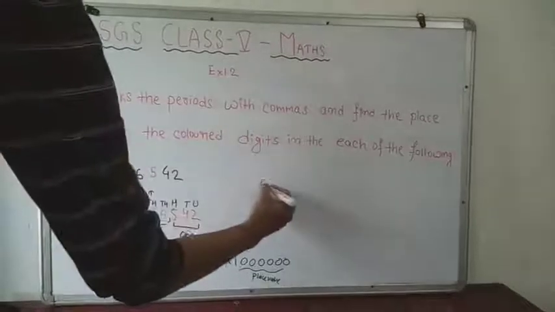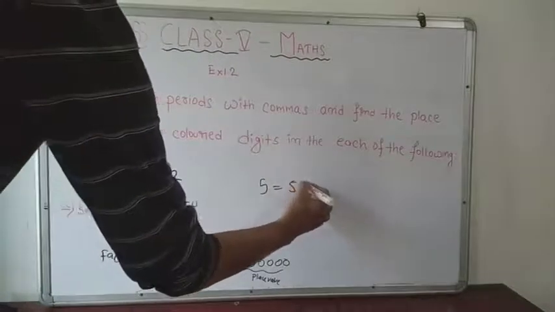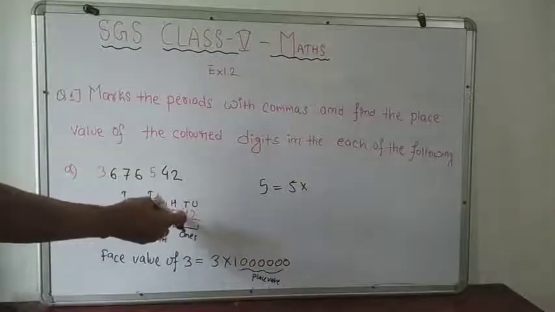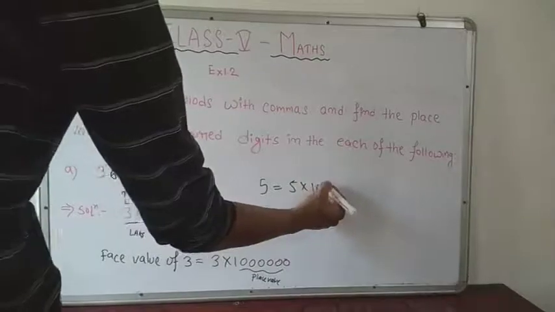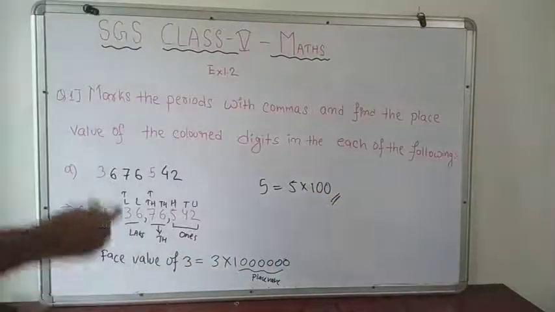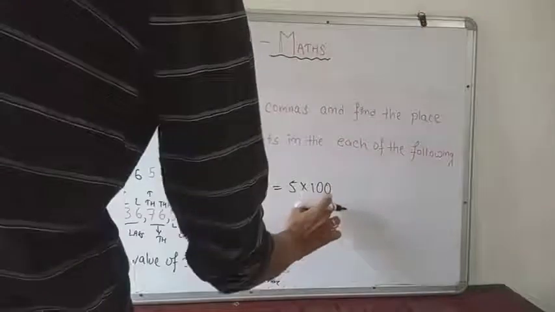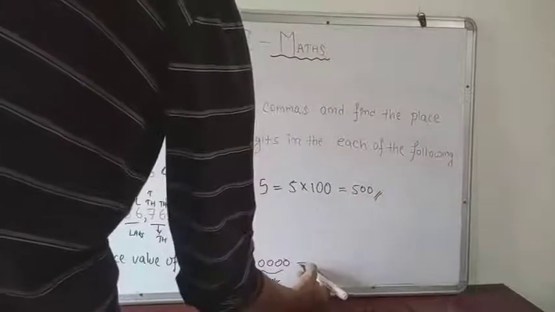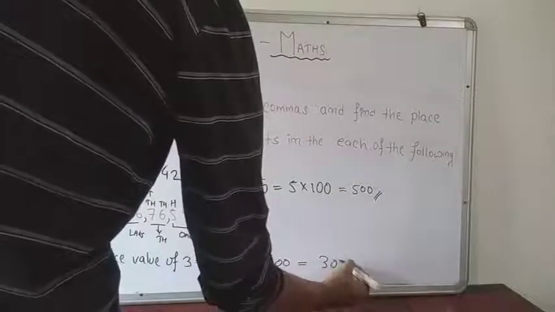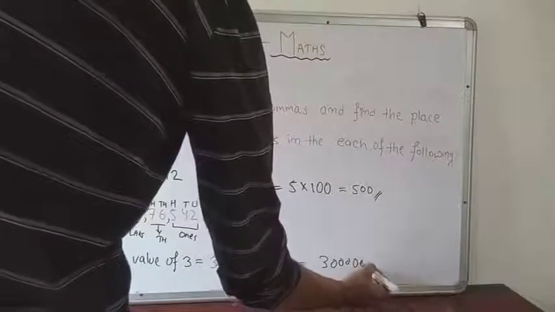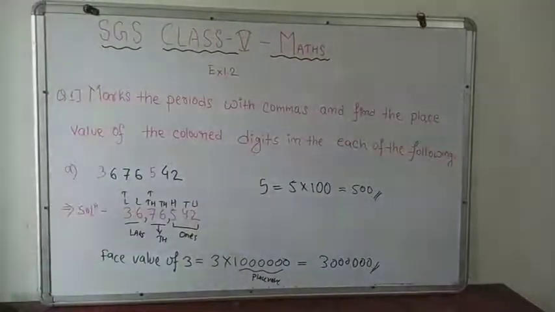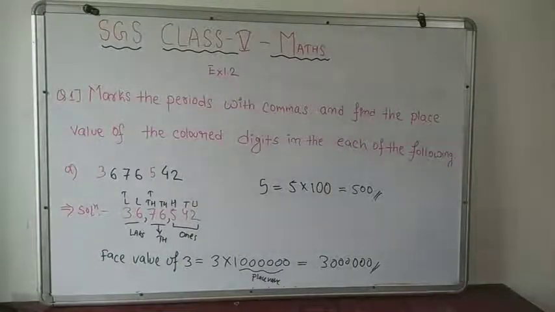Similarly, we can find the place value of 5. So we write the digit 5 itself and multiply it with its place value. In which place is 5 situated? 100 place. So we multiply with 100. We further solve it and we get 500, and this is your final answer. Okay, this is the place value of the digits 3 and 5. I hope you understand very well. Now we are going to move on to the next question.